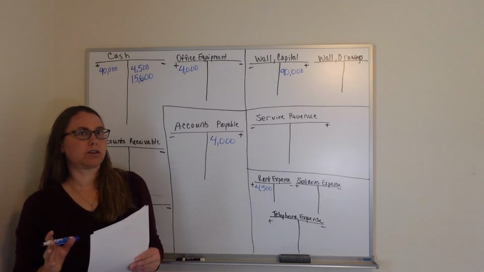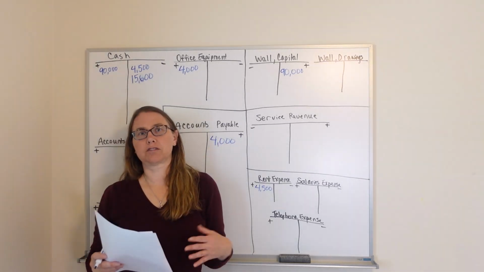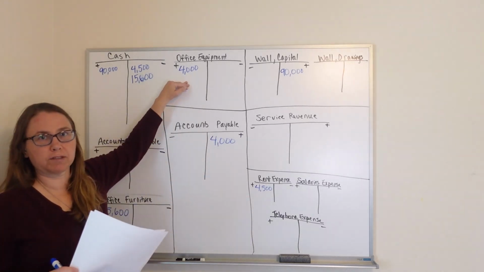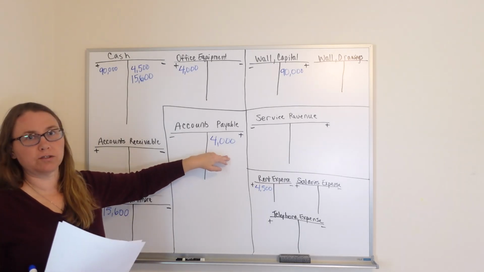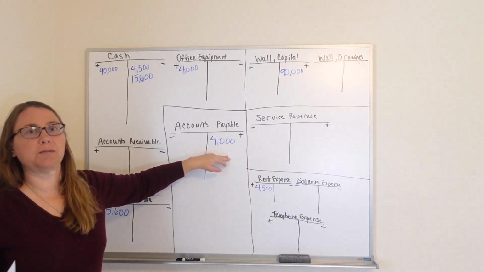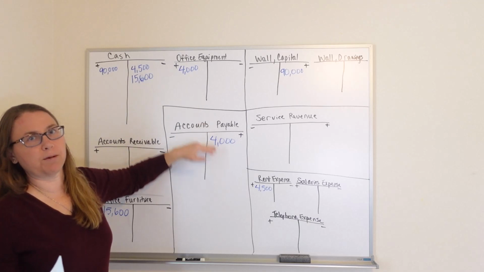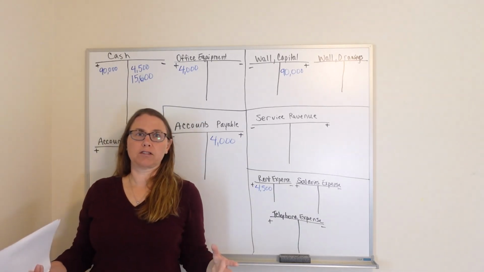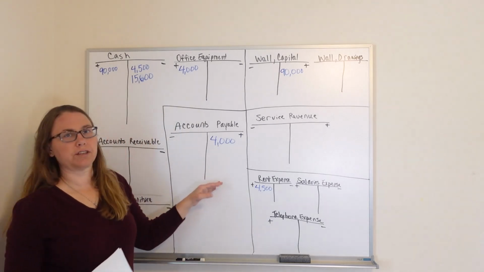Now, if you aren't sure what to do with that, if you aren't sure whether it's a debit or credit, but you know that office equipment was a debit, then you can just assume that accounts payable must be the credit, because you always have to have a debit and a credit. So even if you only know half of the answer, but you're not sure about the other half, you can usually figure it out.